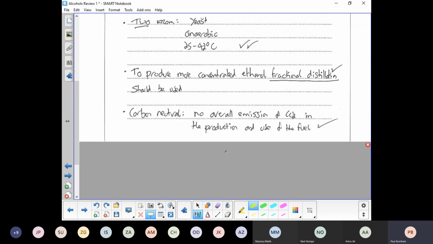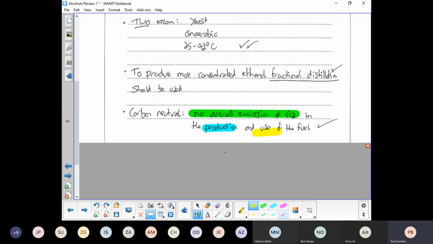Now, the final part is this reference to carbon neutral. You've got to be careful with your words here. Examiners will pick up on precise phrases. That's what they'd be looking for. And so you can see here that we're going to say there is no overall emission of CO2, but we're going to say the context, and that's in the production, but also the use of the fuel. So in the production of the fuel and the use of the fuel, CO2 will be involved. However, when I consider both processes together, the amount of CO2 used and the amount of CO2 released is about the same, and therefore it's considered carbon neutral.